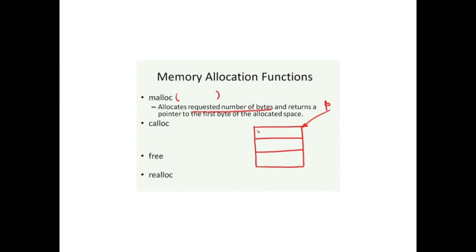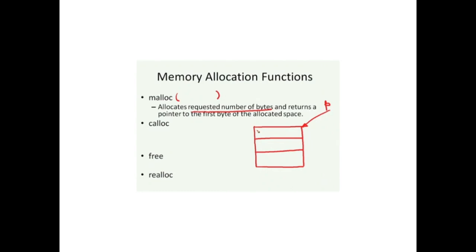Now, as we have told in the first slide, we can implement dynamic memory allocation using a few predefined library routines or library functions. A few of them are malloc, calloc, free, and realloc. Now, malloc means memory allocation. It allocates the requested number of bytes and returns a pointer to the first byte of the allocated space. We will be concerned only with malloc and free in this lecture, because these two are the most important ones.